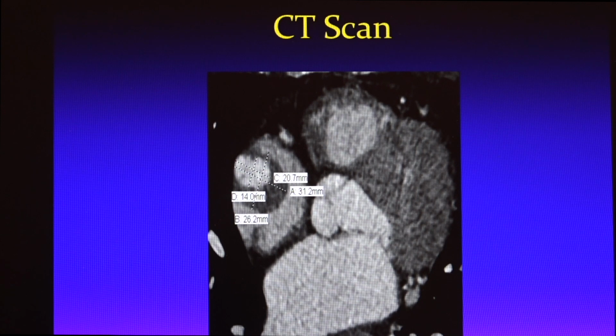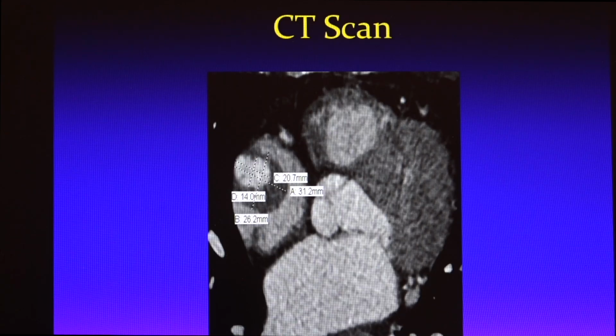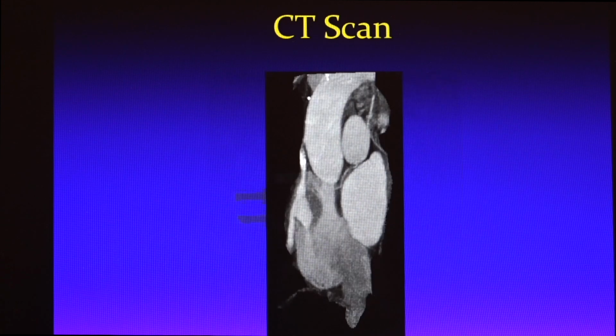The CT scan showed the size of the aneurysm. You can see it's almost 3 centimeters by 2.7 centimeters. It's a very big aneurysm. Part of it is thrombosed, as you can tell, but it still has a lumen. In the next slide, on the CT scan, look at the contrast concentration. You can see the contrast going from the aneurysm to the right atrium right there.